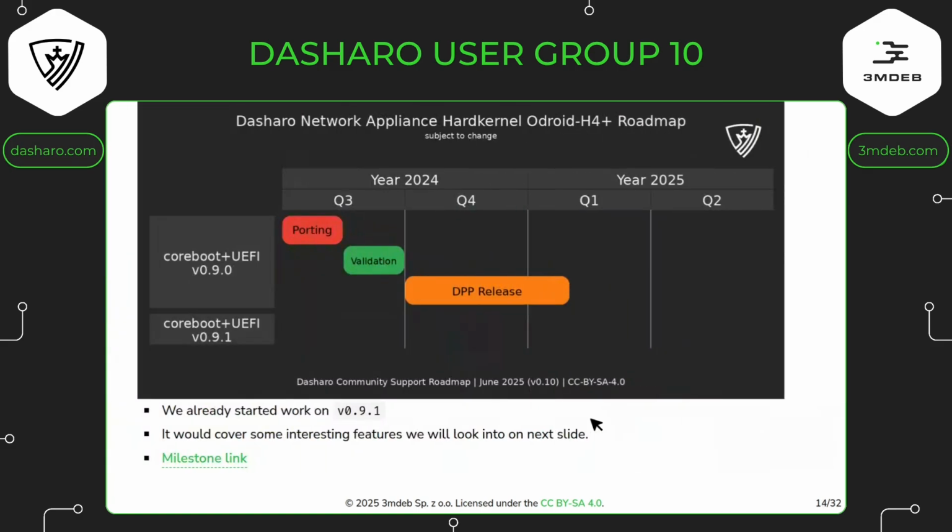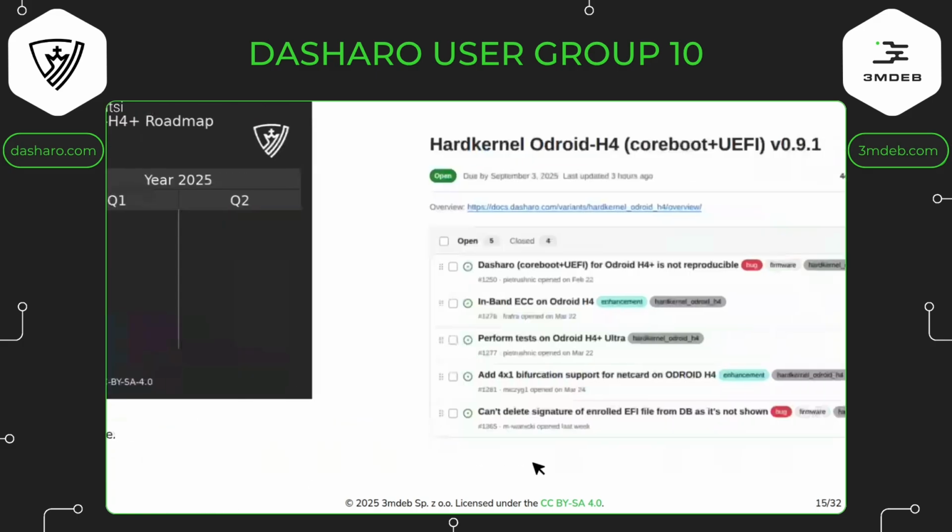Okay, next is a very nice update for Hard Kernel. We are working on 0.91, and the goal is to provide its support. I guess I didn't change the roadmap here, but 0.91 should be in Q3. That's the plan. There is a link to the milestone, and then what we plan here.